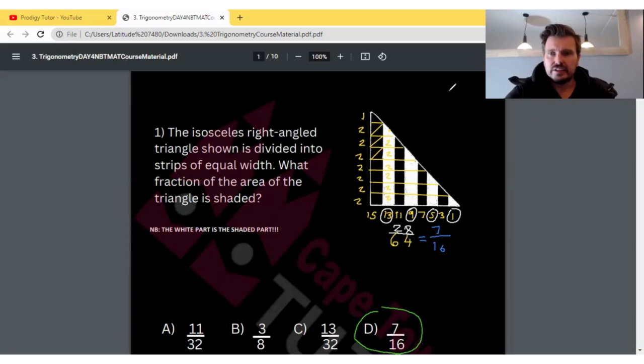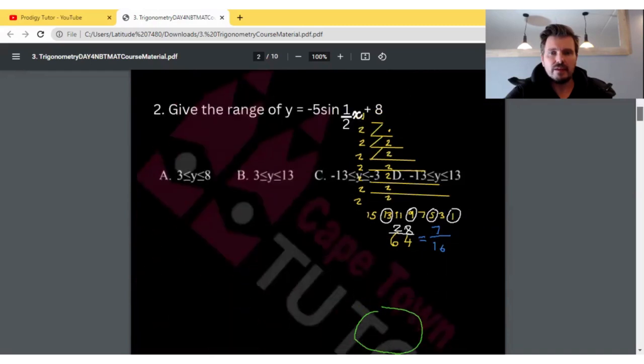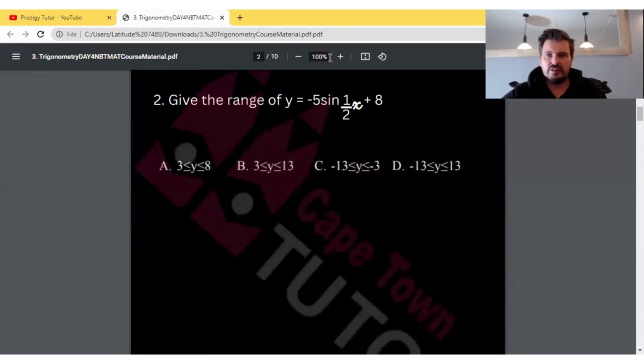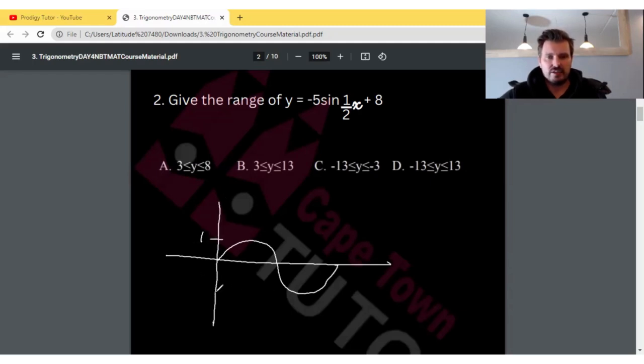All right. Let's go on to the next one. Give the range of the following. Okay, so what I want to do here is just draw a regular sine graph, just to show you what happens. Yeah, okay, so this is a regular sine graph going from 1 to -1.